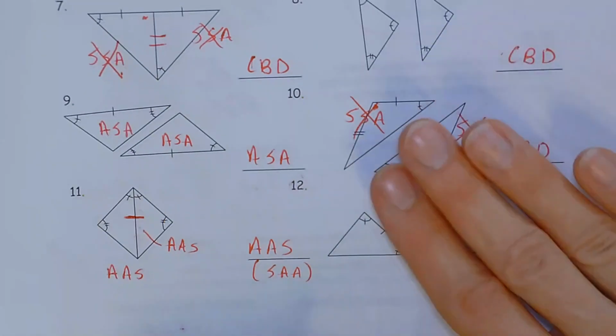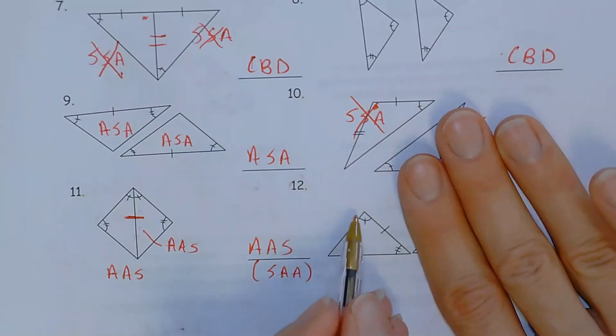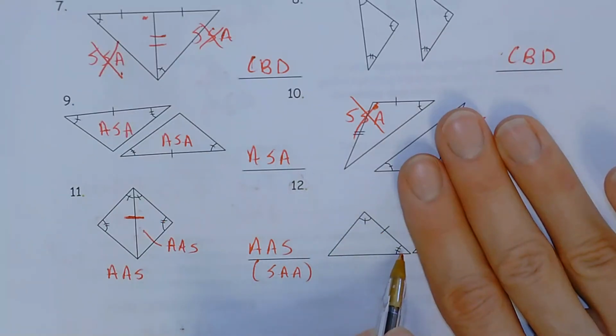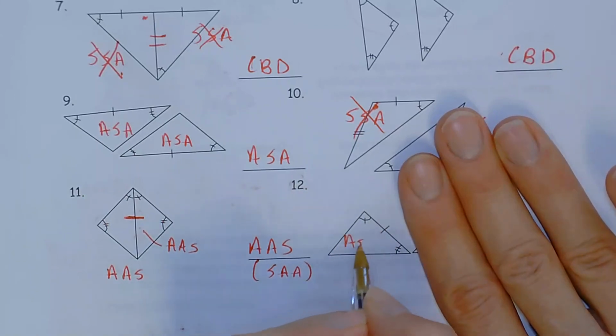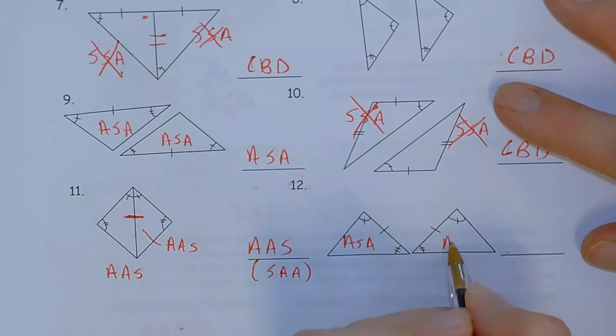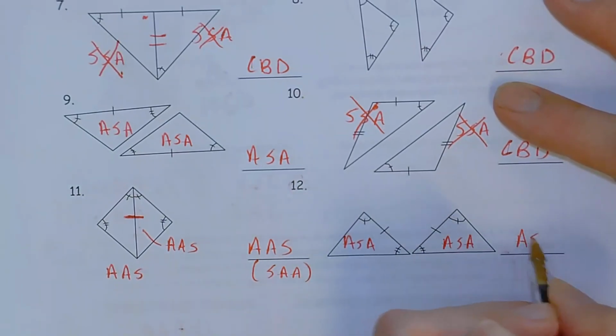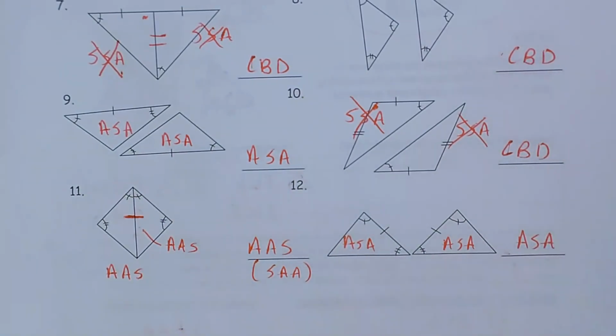Okay, last one. Cover one triangle up. This is ASA. Do you guys see how the side is sandwiched between? So the side is in between the angles, so that's ASA. And then this one is also ASA. That means they are going to be guaranteed to be twins by ASA.